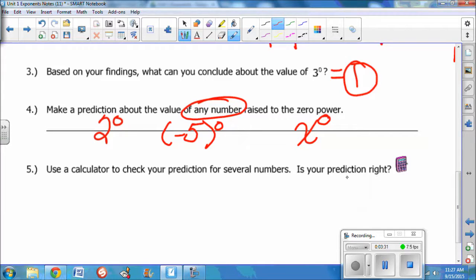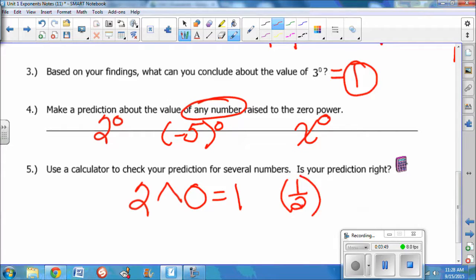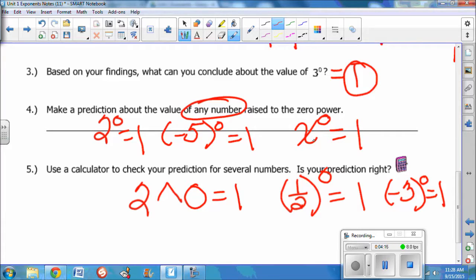Is your prediction right? When you go to your calculator, remember where our exponent key is, it's that little caret key or up arrow. If you did 2 to the 0 and hit equals, you should get 1. What if you put in a fraction, 1/2 to the 0 power? Put it into your calculator, you should get 1. What if we put a negative in? Make sure you put your base, say negative 3, in parentheses to the 0 power, and you should get 1. So your prediction for all of these: any number raised to the 0 power is 1, even if you have a variable, because a variable represents any number.